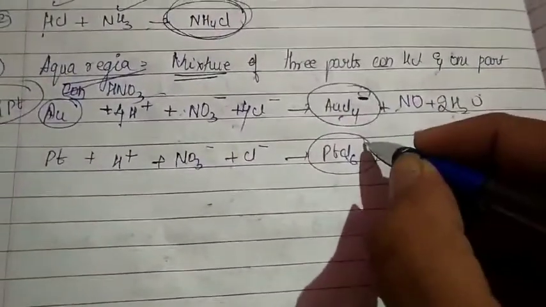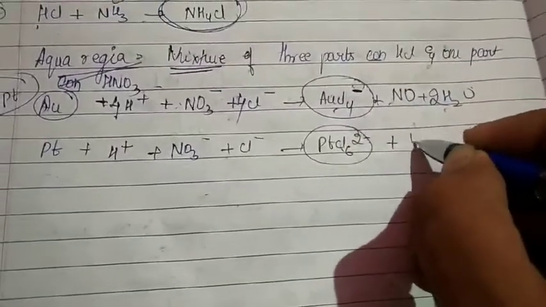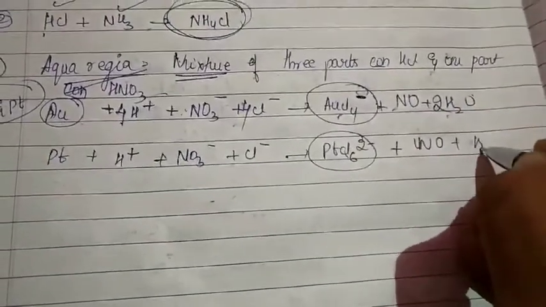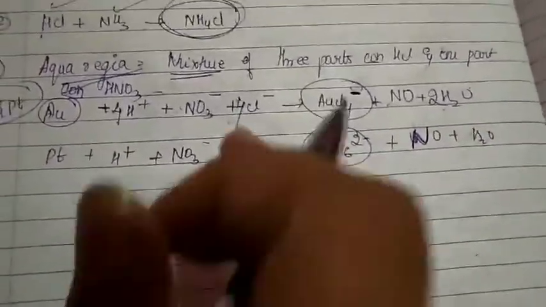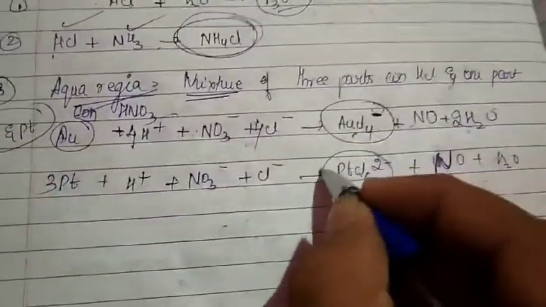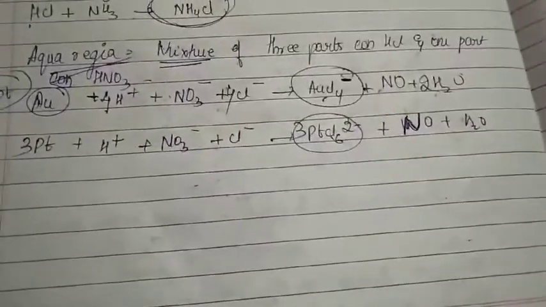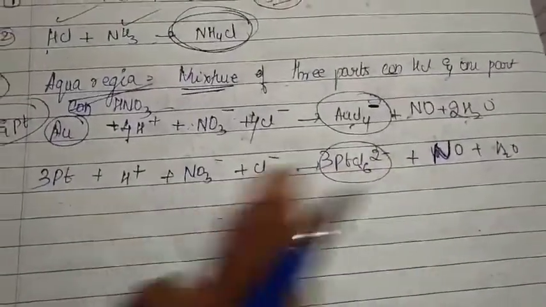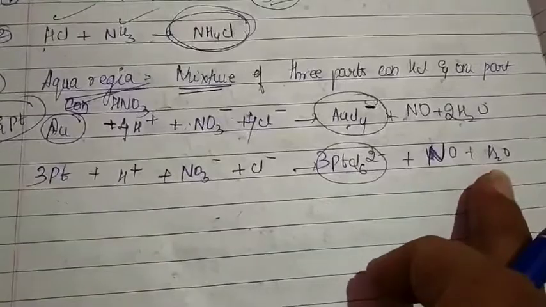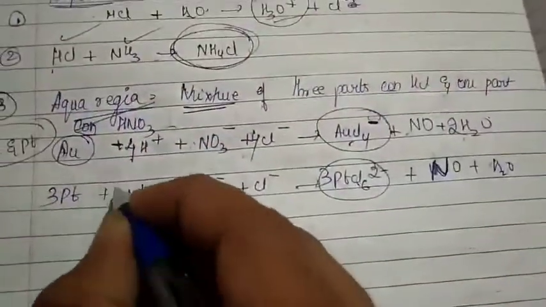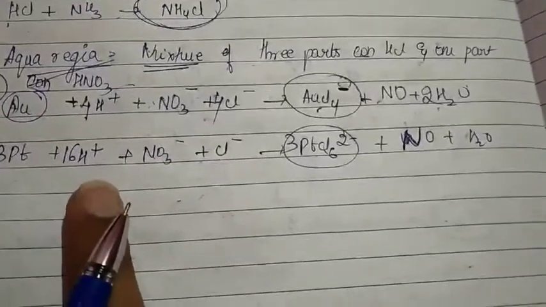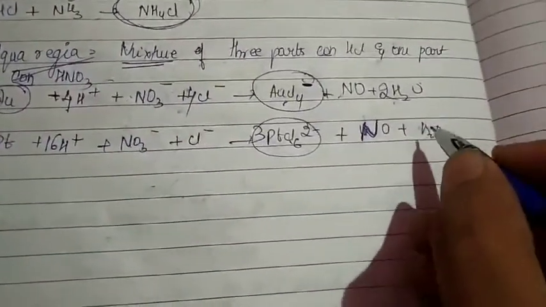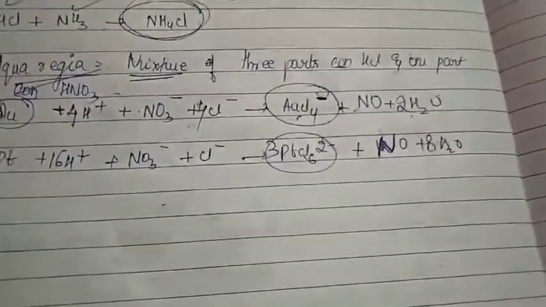So 3PtCl6 2 minus plus NO plus water. Nitric oxide comes on both sides. In case you want to balance this, here is your 3Pt, 3PtCl6 2 minus. What about H plus? Here H2 is there, yes, 16H plus. A very important part, 16H plus you are going to get. So when you are getting 16, here comes your 8 water.